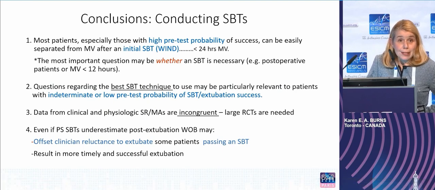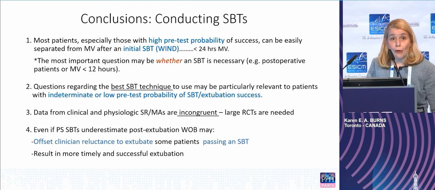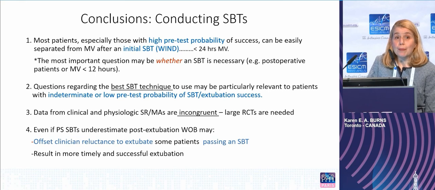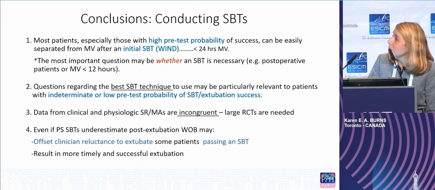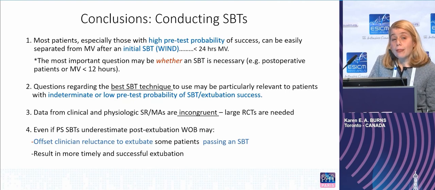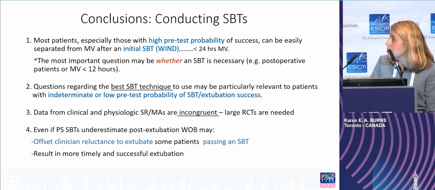I showed you that analysis of operative and non-operative where, in one arm there's 100%, in another arm there's 98% chance of being successful. I'm not 100% convinced that those patients that have a high pretest probability of being successfully extubated need any SBT, to be quite honest. Questions regarding the best SBT technique to use may be particularly relevant, though, to those patients who are at an indeterminate or low pretest probability of being successful on an SBT or of being successfully extubated.